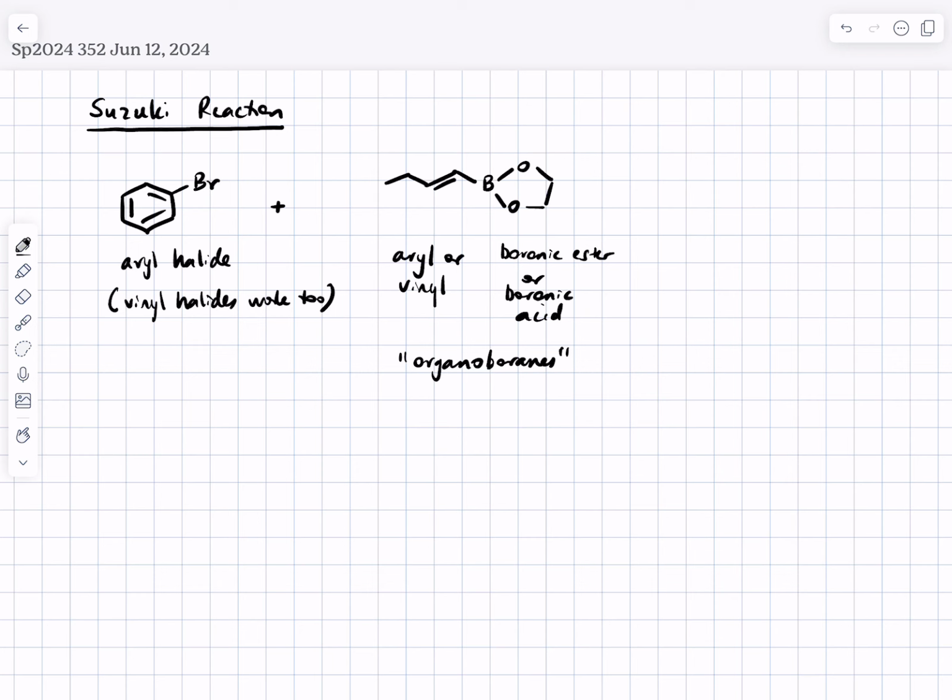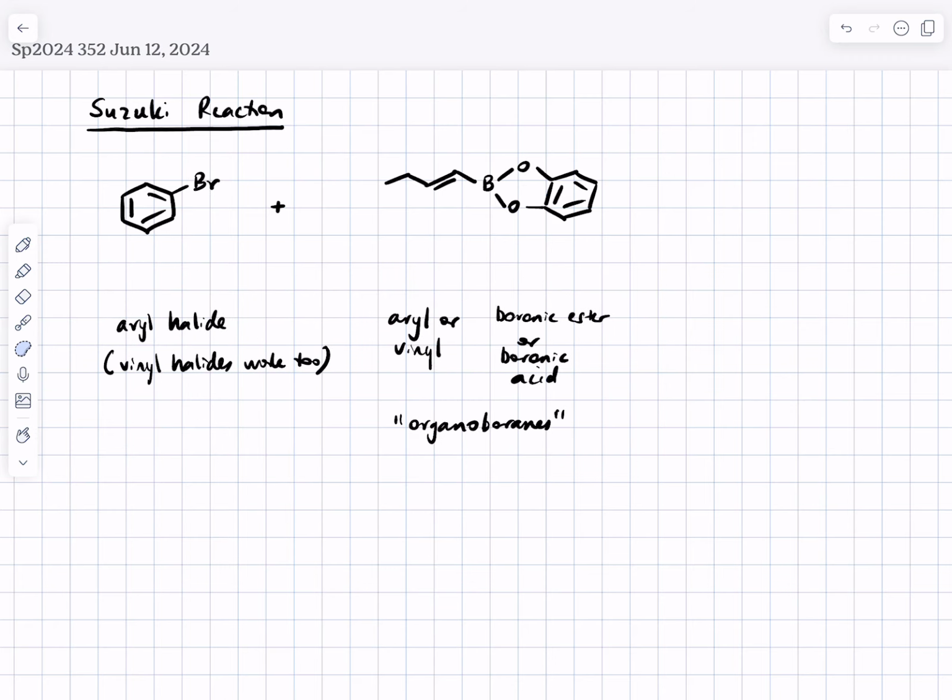Let me finish the structure of this vinyl boronic ester. So I guess I'm all over the place here. This is a particular molecule: the benzene ring with the bromo is bromobenzene. It's an aryl bromide. But in general, aryl halides or vinyl halides work.